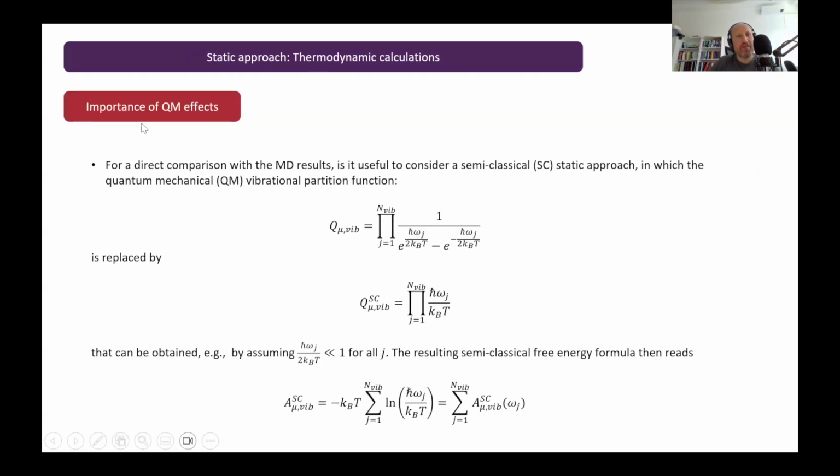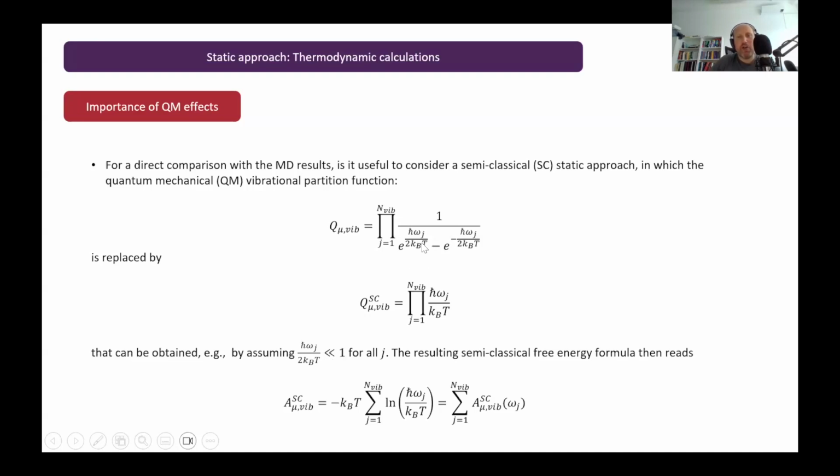One more thing I would like to address is the importance of quantum mechanical effects in vibrational thermodynamics calculations. So you might have noticed that when we discussed vibrational contributions to free energy, we used the quantum mechanical expression for the partition function. Nevertheless, in molecular dynamics, which we will discuss in my next lecture, we generate semi-classical ensembles. So for a fair comparison between molecular dynamics and static approaches, it would be useful to also use a strictly semi-classical static approach, right? So that's why it could be useful to replace the quantum mechanical expression for the partition function by its semi-classical counterpart, and you can easily derive this equation from this equation by assuming that the exponents here are small numbers, much smaller than 1.